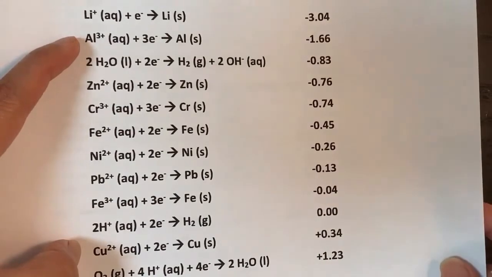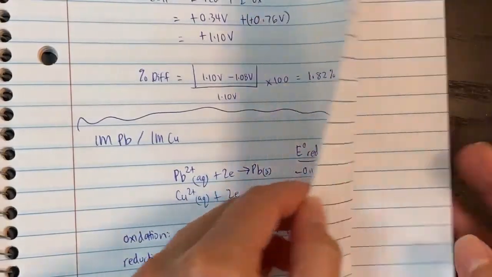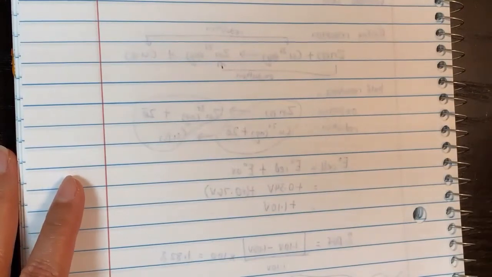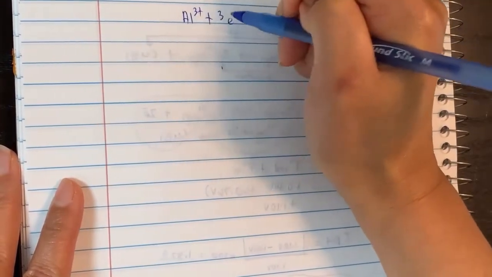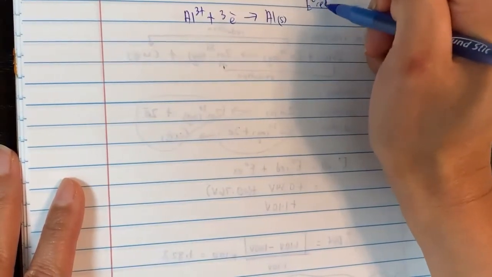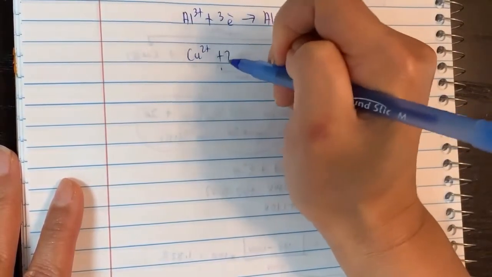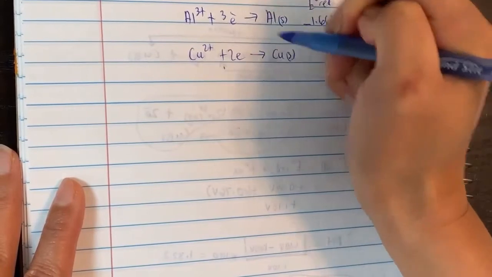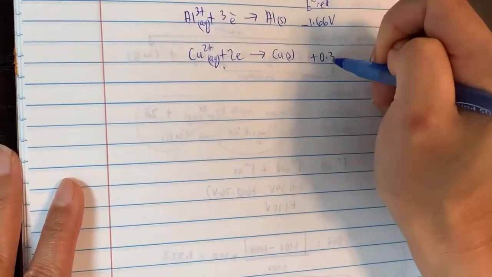So in this case, let's go ahead and do my E cell. I'll go ahead and write it on a separate page here. So we have aluminum. I'll write down the values from the table. Aluminum 3 plus plus 3 electrons goes to aluminum solid, and the E of reduction given was negative 1.66 volts. And then again, we have the copper 2 plus plus 2 electrons goes to copper solid. This is aqueous, don't forget. This is positive 0.34 volts.